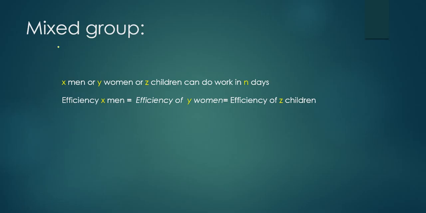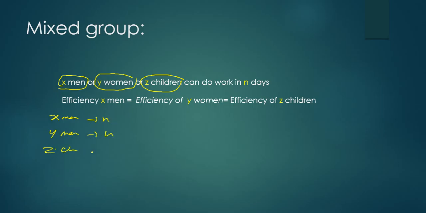See, coming to mixed groups. In mixed groups, what do they give? X men or Y women or Z children can do a work in n days. What does it mean? X men can complete the work in n days. Y women also take n days. Z children also will take n days. They are completing the work in the same amount of time.